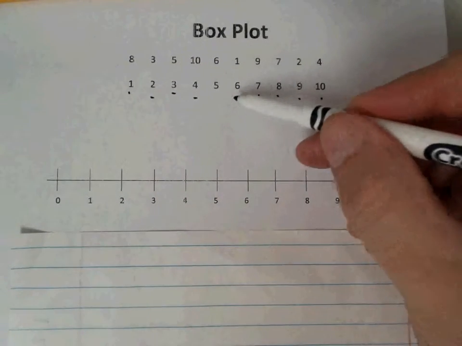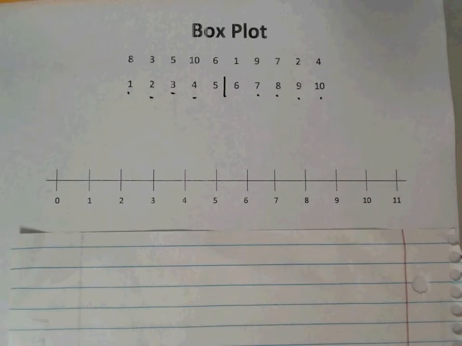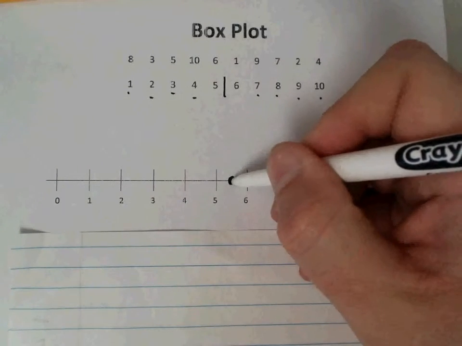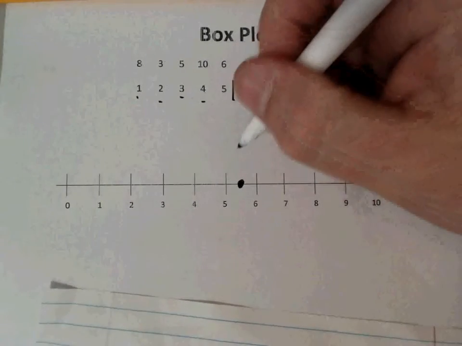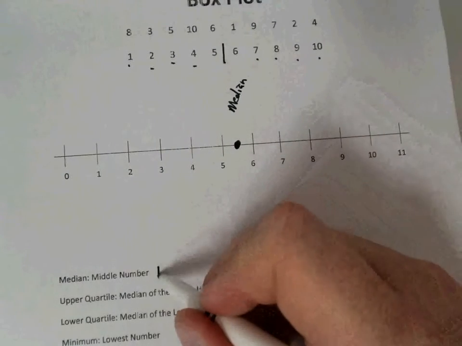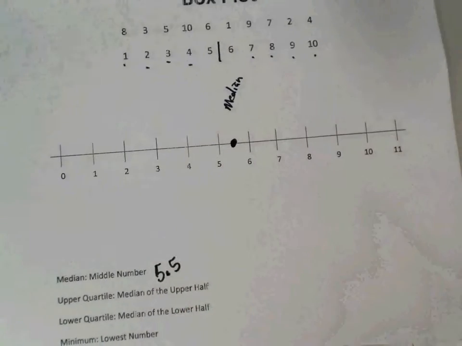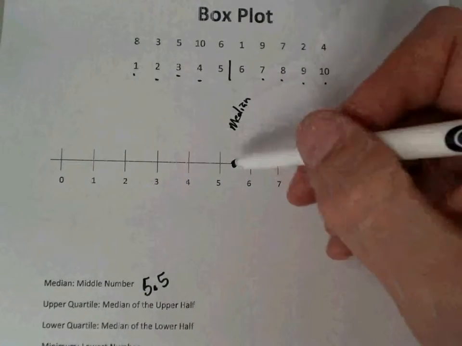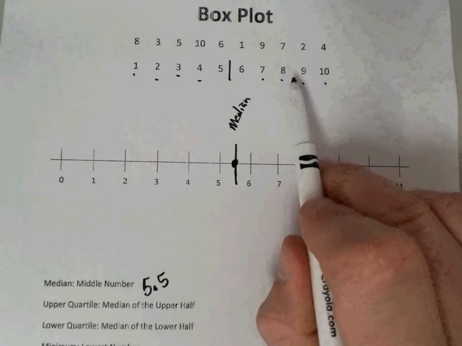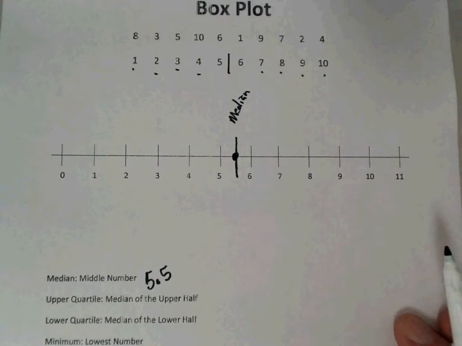In this case, it happens to be two numbers, the 5 and the 6, so the middle point is going to be halfway between a 5 and a 6, which is 5.5. So I'll mark that on my number line as the median, and I'll mark my number down here as a 5.5. That's my middle number, my median. That divides my set of numbers into a lower set of numbers and an upper set of numbers.